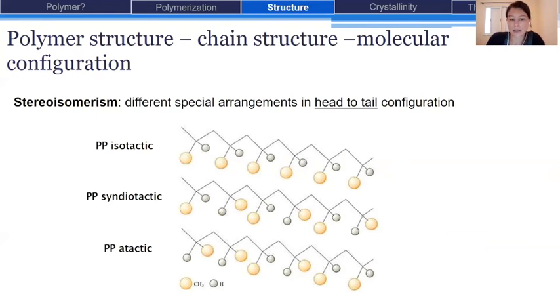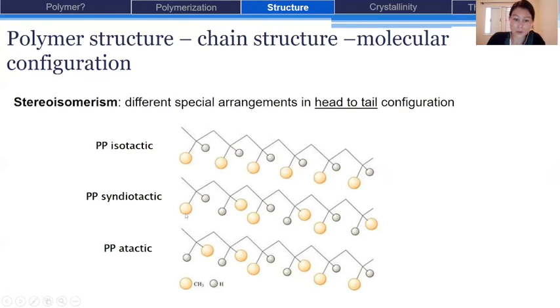And polypropylene can have 3 sequences, 3 spatial arrangements of these atoms. So when the R groups, when the yellow balls are located on the same side of the chains, which is the case on the first representation, we will say that we have an isotactic polymer.